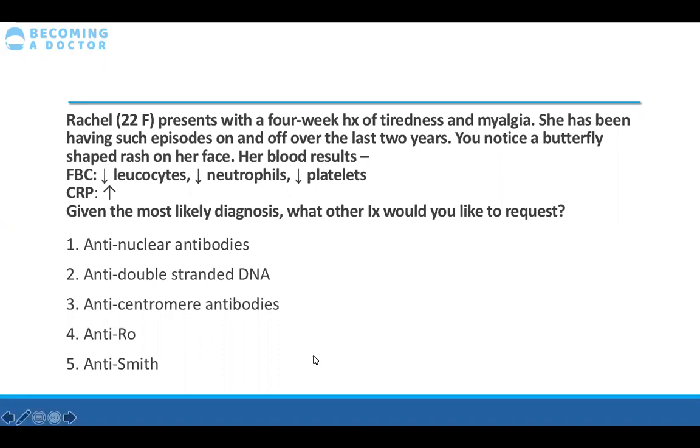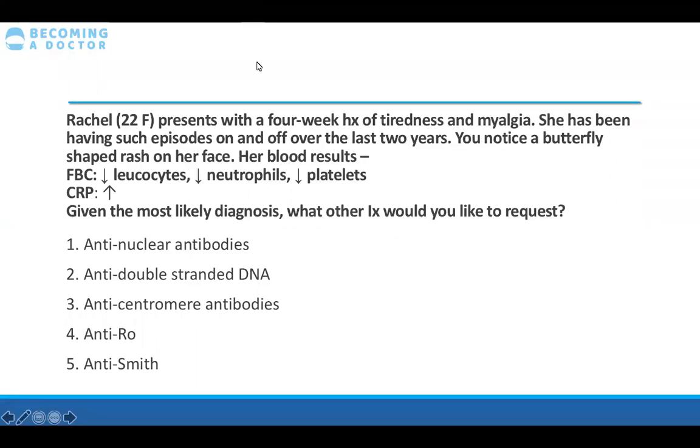Right, okay, so the majority of you said anti-double-stranded DNA, and a couple of you said anti-nuclear antibodies. I'm hoping that you're suspecting SLE, systemic lupus erythematosus, as the diagnosis. Both these antibodies have a role in lupus, but the correct answer here is anti-nuclear antibodies.